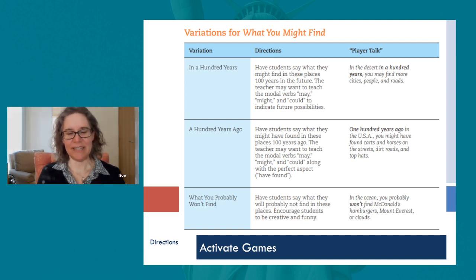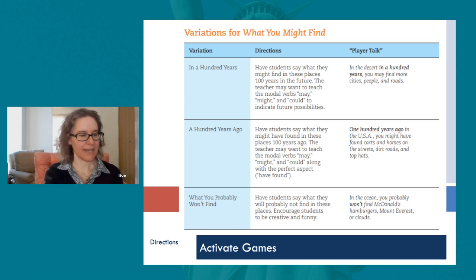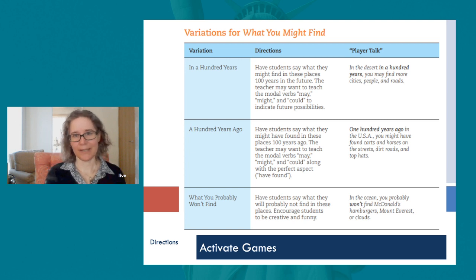All right, and there's a last variation too that you can play with this. So what you probably won't find, and that's now. So to make a variation on this, we want to look to the future, to the past, and also the negative of now. And all of these use different grammar points and different vocabulary. So that's just one game, but 4 ways to play it.